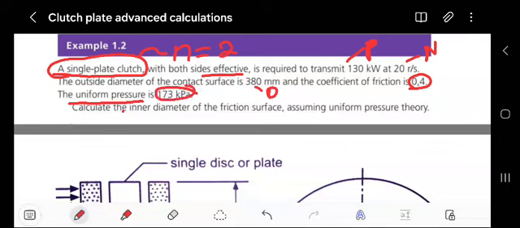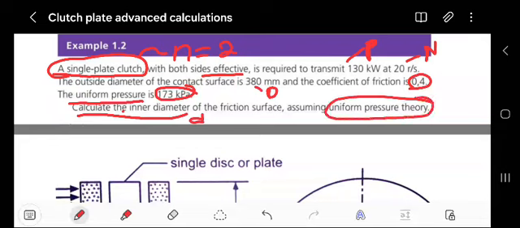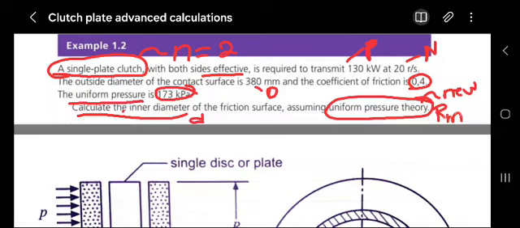This says here: calculate the inner diameter, small letter d, of the friction surface, assuming we're dealing with the uniform pressure theory. I said when you're talking about uniform pressure theory, we're dealing with new clutches, brand new. And then we said Rm will change this formula. We know, but we'll discuss it as we are answering the question.